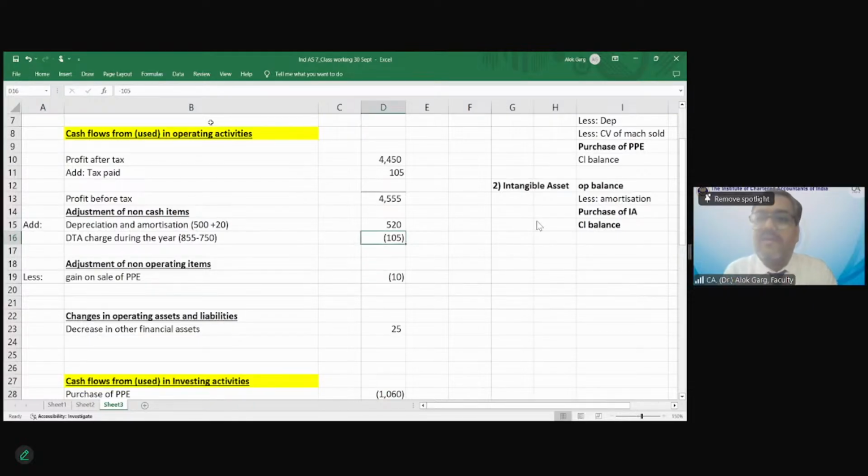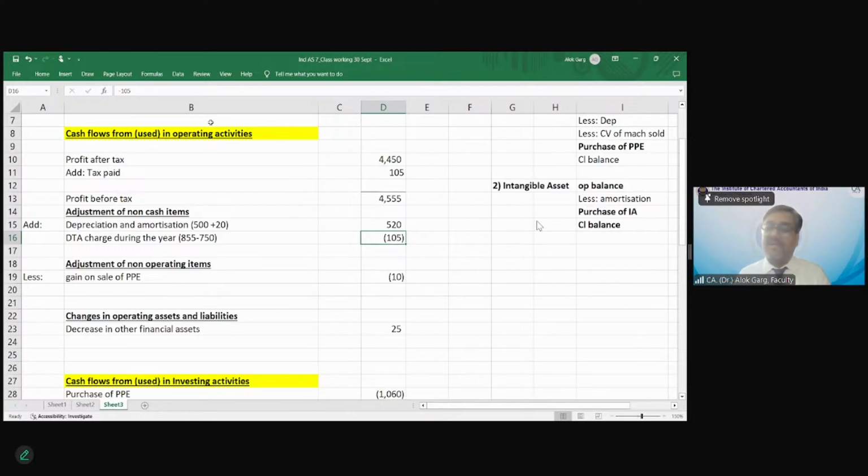Why should it be deducted? So you have recognized DTA. When you recognize DTA, your profit will increase. Correct? आप जब एसेट रिकॉग्नाइज करोगे एंट्री क्या पास करोगे? डेफर्ड टैक्स इनकम क्रेडिट, डेफर्ड टैक्स एसेट डेबिट. Right? Yes, sir. So this has already been taken care of.